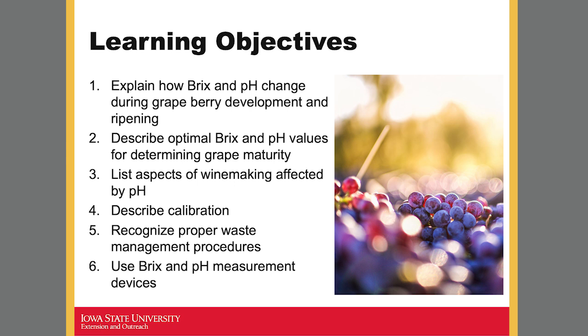First, we're going to explain how Brix and pH change during grape berry development and ripening throughout the growing season. We'll describe some optimal Brix and pH values to determine grape maturity. We'll go through some aspects of winemaking that are affected by pH, and then we'll have the opportunity for a hands-on portion. If you have your equipment, wonderful. If not, just take really good notes, ask lots of questions.